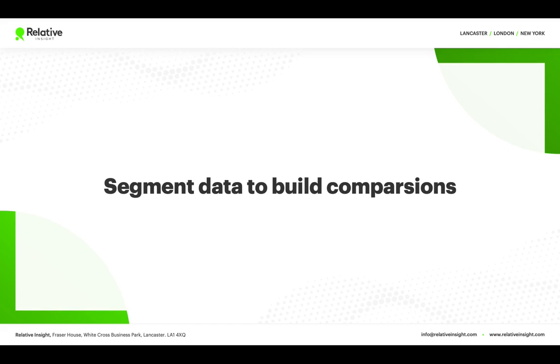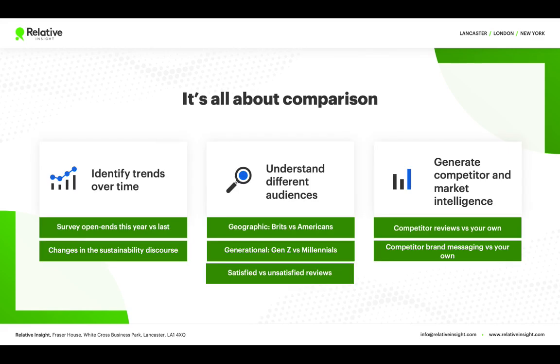Once this data is uploaded into Relative Insight, it's segmented to build comparisons, and everything you do in Relative Insight is going to be built around comparisons that help you understand what makes your target audiences, customers, and brand unique and similar from others. And these comparisons can take a lot of different forms, but again, most commonly we see three types of comparison. The first being time-based trend analysis.